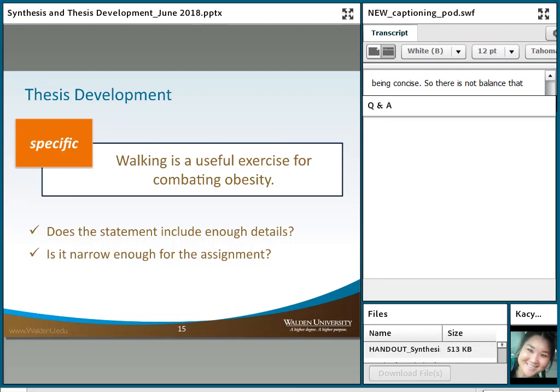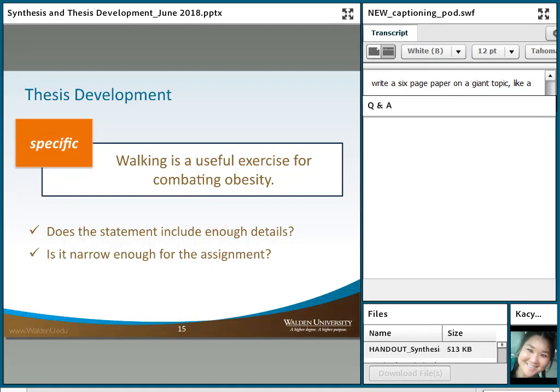Because the next step is that it is specific. And I think this can be a little bit tricky because I've just talked about how you want to make sure you're being concise, right? So there is that balance that you want to draw between being concise and being specific. But in this example, we have walking is a useful exercise for combating obesity. And you might think about, is this really going to be a good argument? Is it going to be interesting? But what specifically can I develop here? Does the statement include enough details so that I can elaborate on my argument or develop this point further? Is it narrow enough for the assignment?